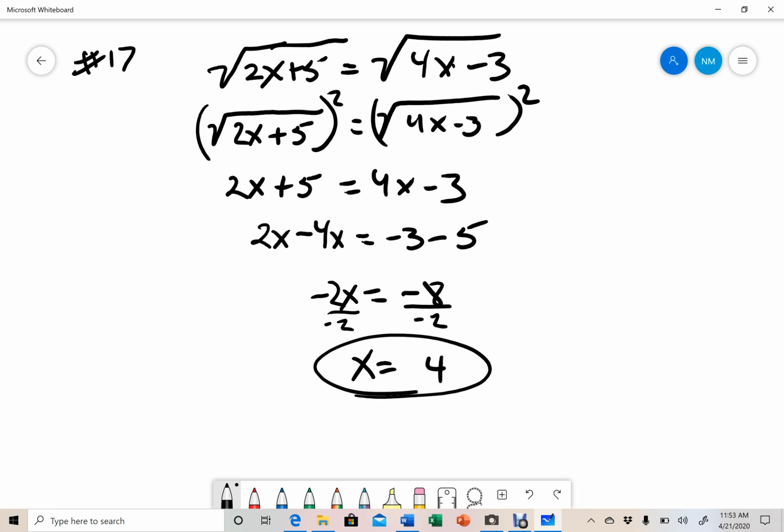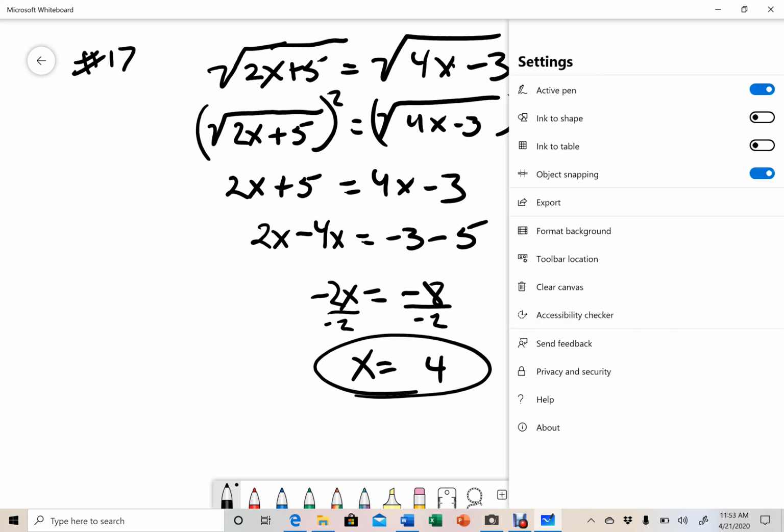Okay, so number 17 is pretty simple. And as I said, it's like this, but it's not exactly like this. So make sure that you aren't just memorizing what I'm doing. Know the steps to take. Okay, number 18.